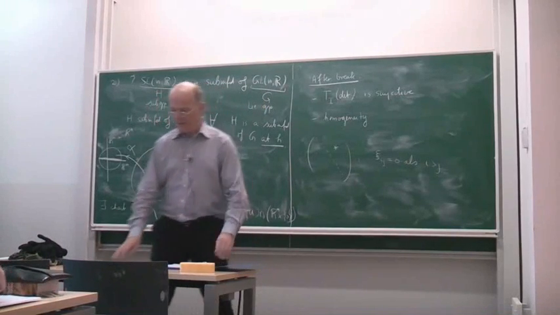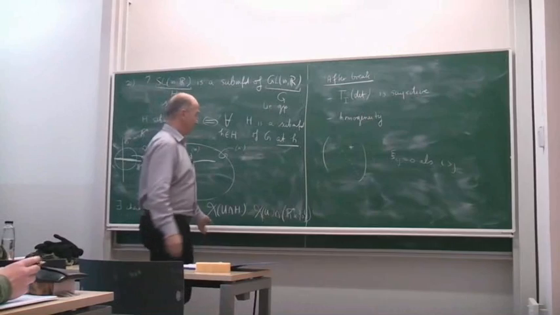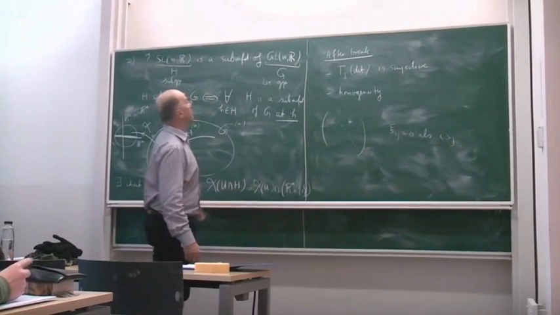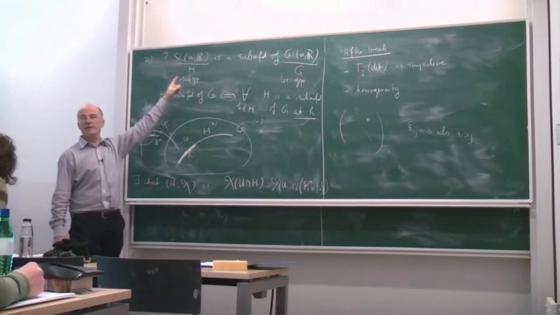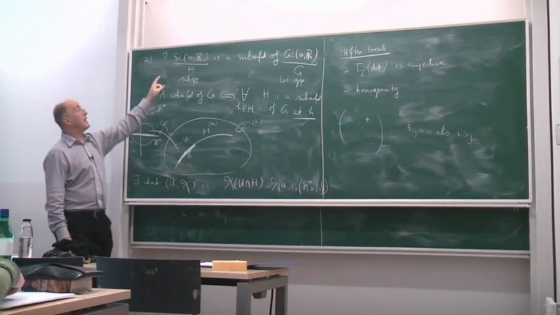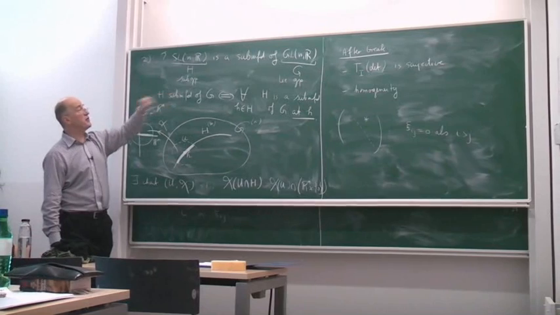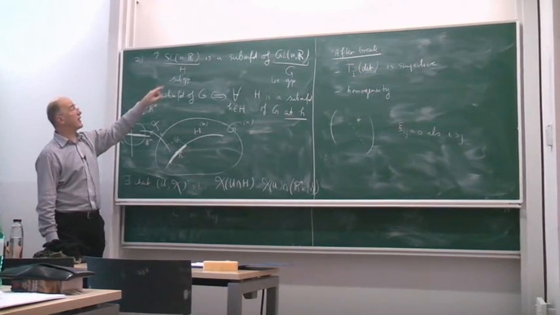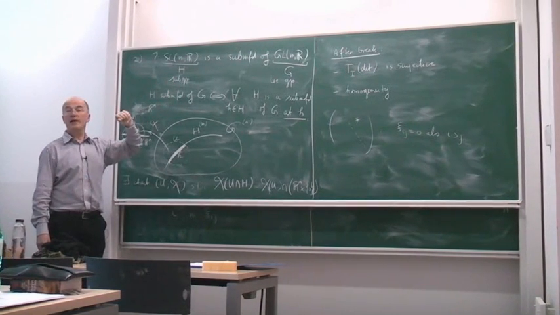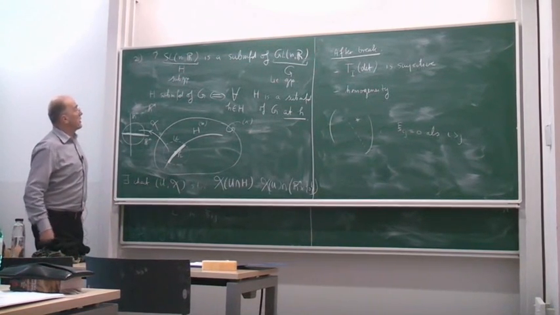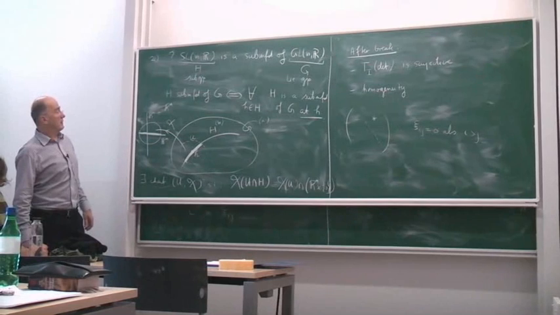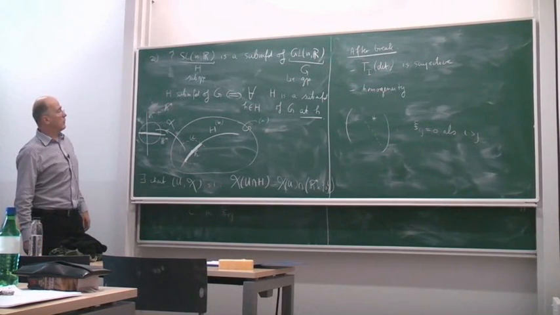Let's start with the second half of today's lecture. What I wanted to do is show that SL_n(R) is a Lie group. Clearly it is a subgroup of GL_n(R), and if I can show that it is a submanifold as well, then it is a Lie group, as we have seen. So this is what I will try to do.